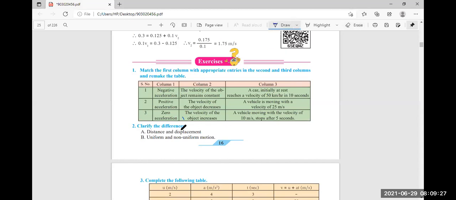Now, distance and displacement, clarify the differences. Here you have to write a difference between them. Now I am going to ask Simpi Samruddhi, what is the difference between distance and displacement?